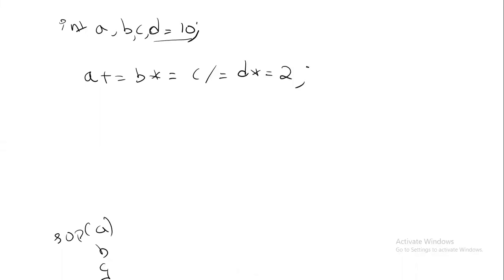Let's see. For the assignment operators, the associativity is from right to left. Right to left you have to solve. So first we'll expand this. What's the meaning of d *= 2? It means d = d * 2. That's the meaning of that. What's the d value now? The d value which is given to us is 10.